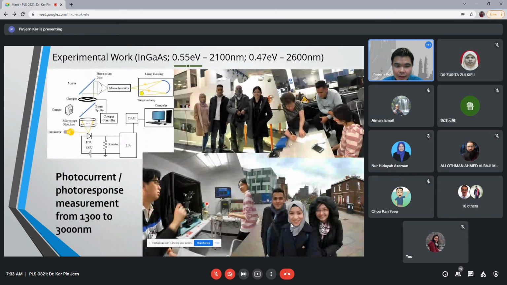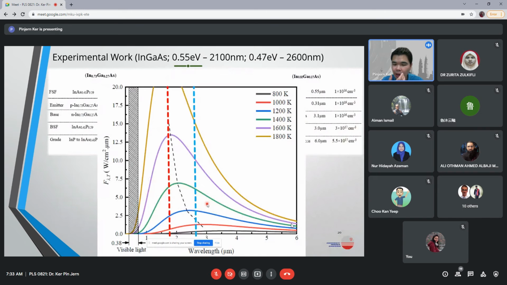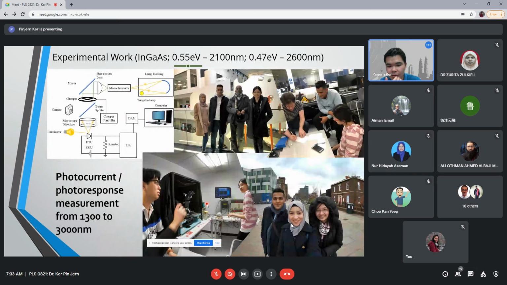But we need to do a fundamental characterization on that, and that's the reason why we sent some of our postgraduate students to the University of Sheffield to do some measurements over there, and most of the growth and fabrication were also done there. So these are some of the setups that they did.